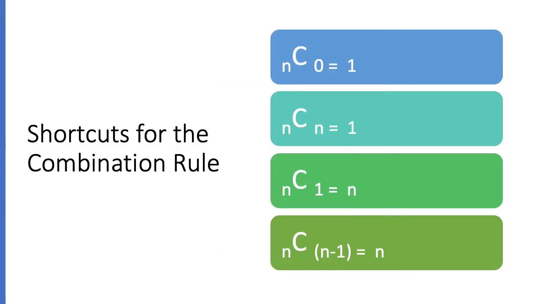So shortcuts, once again: n combination 0 is equal to 1. n combination n is equal to 1. n combination 1 is equal to n. And n combination n minus 1 is equal to n.